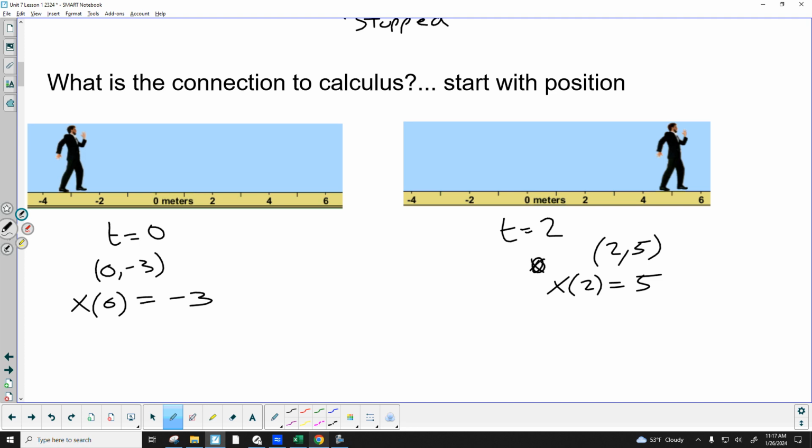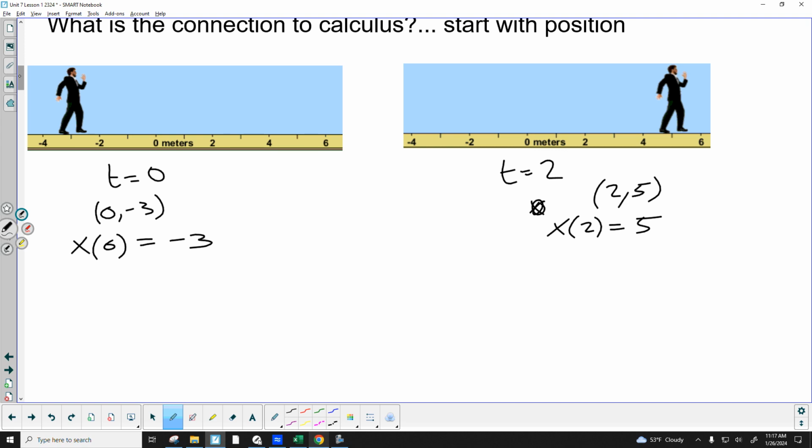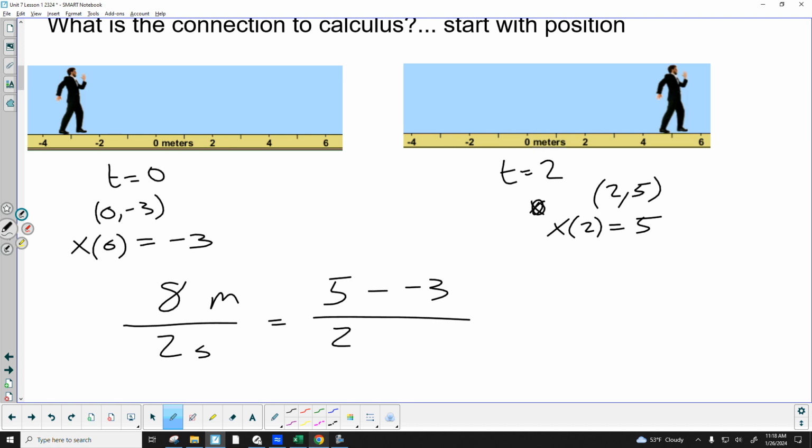Got it? What happens? Okay. He went to the right. His position increased by 8 meters over the course of 2 seconds. How was that calculated? Maybe you didn't think about it, but this is the calculation that you actually did. You took the final position, you subtracted the initial position, you took the final time, you subtract the initial time.